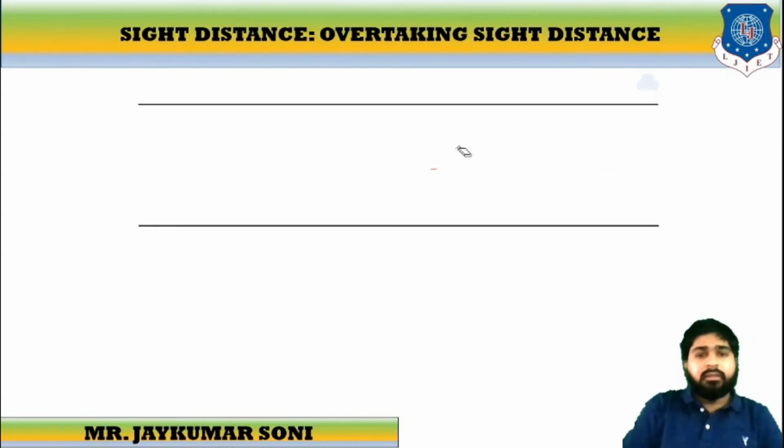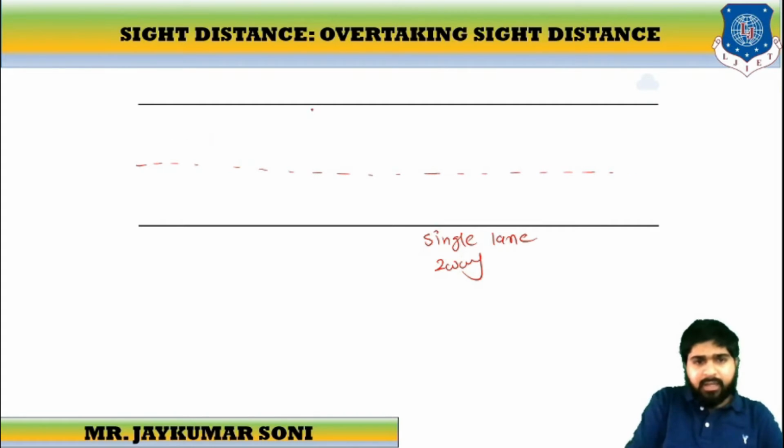See, this is one of the roads that we are going to study. This is a single lane road and two-way traffic is there. Two-way traffic means this is the center line of the road. Certain vehicles are driving in this direction and certain vehicles are traveling in this direction.